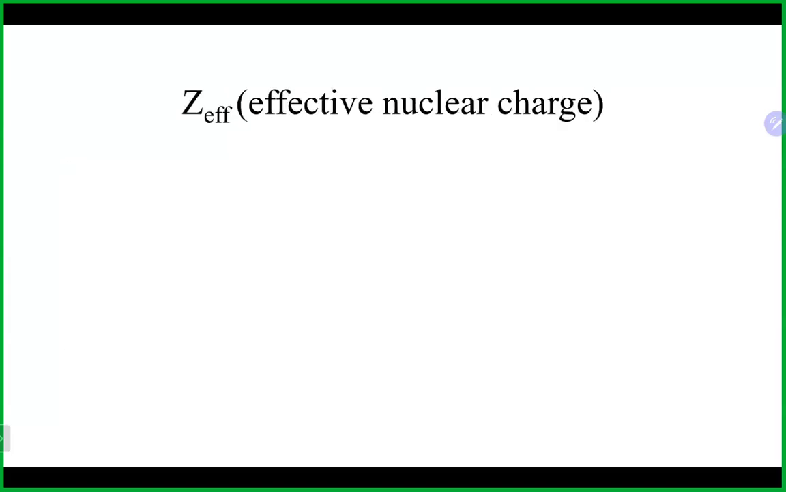Now, there's several reasons why that occurs. So let's talk about some of these periodic trends and the reasons why it occurs. The first thing we're going to talk about is what's known as Z effective, and that is sometimes referred to as effective nuclear charge.